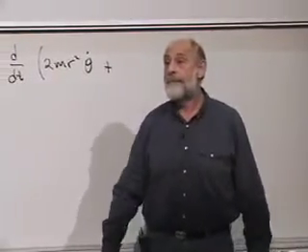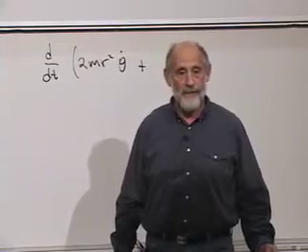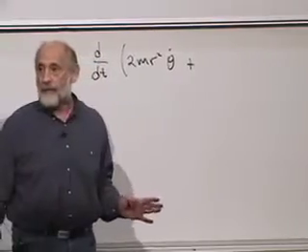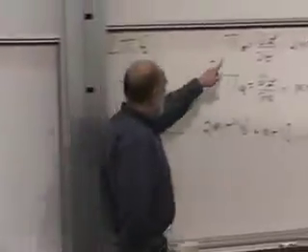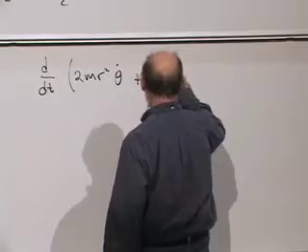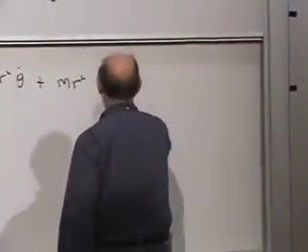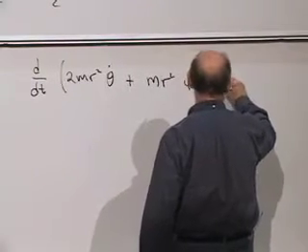Question? I heard somebody say double dot. This is double dot. D by dt of theta dot is theta double dot. Right. All right. But this is not the full pi sub theta. The rest of pi sub theta has this term, so it has another mr squared. Again, mr squared is a constant. Then it has phi dot, and then cosine of theta minus phi.